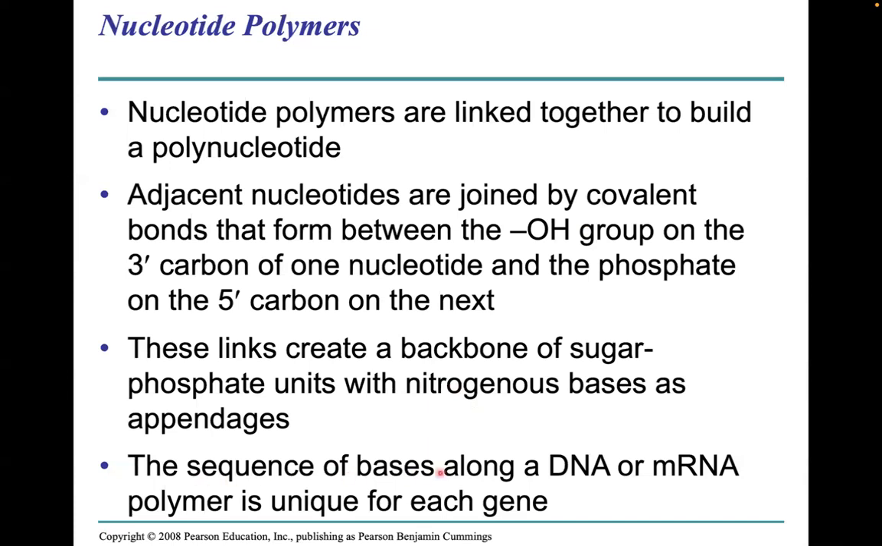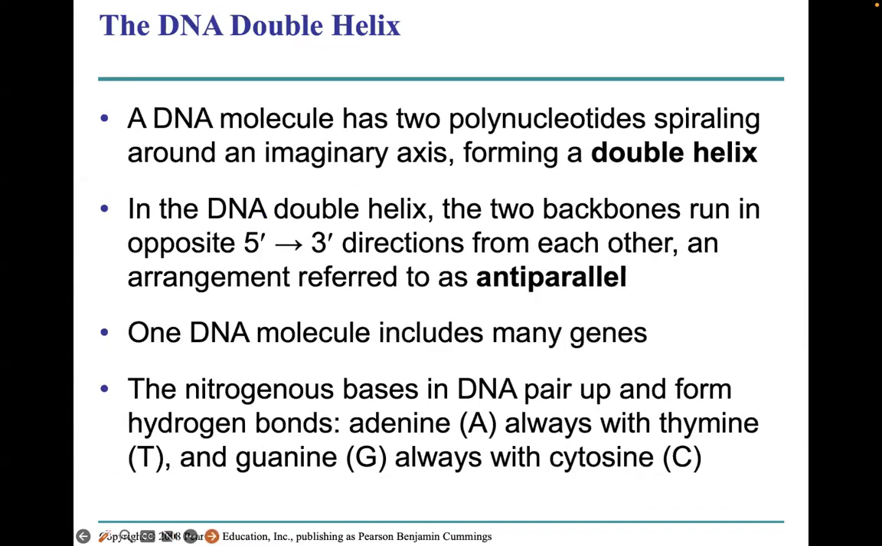The sequence of bases along the DNA or mRNA polymer is unique for each gene. We will talk about that later. A DNA molecule has 2 polynucleotides, which spiral around an imaginary axis, forming a double helix.